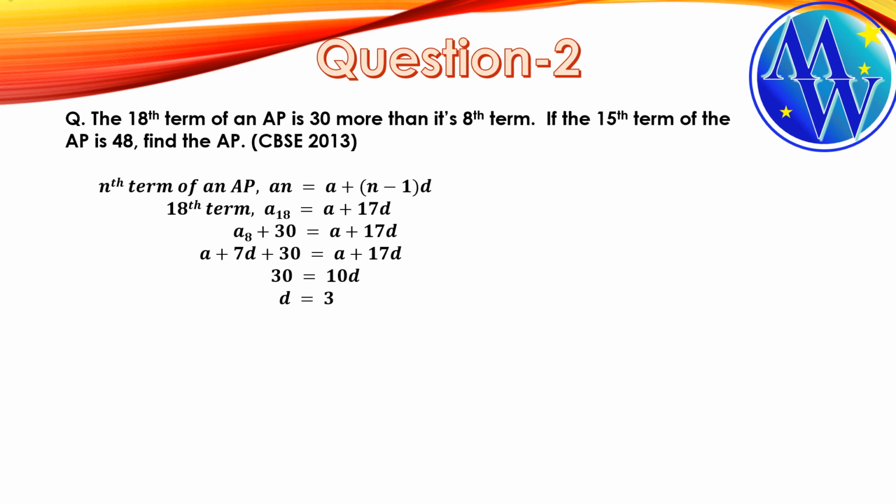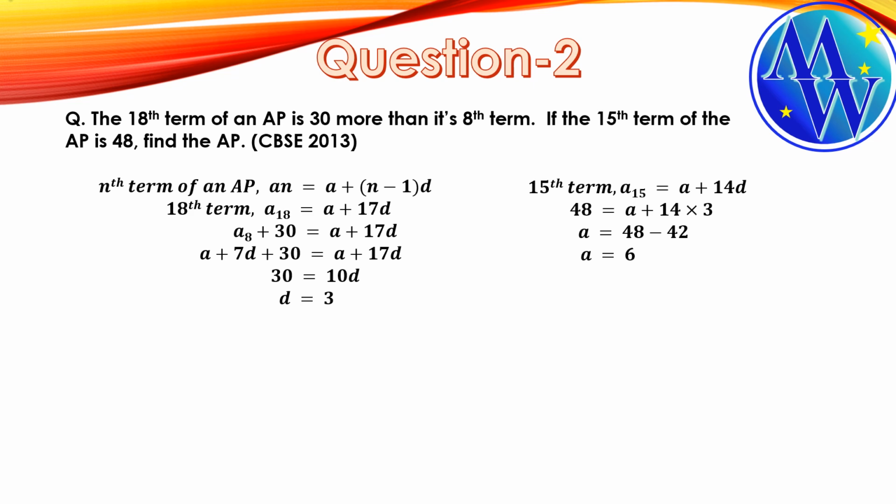The 15th term is also given in the question, which is 48, right? What's the equation for the 15th term? a15 equals a plus 14d. So 48 equals a plus 14 into 3. So a equals 48 minus 42, which equals 6.